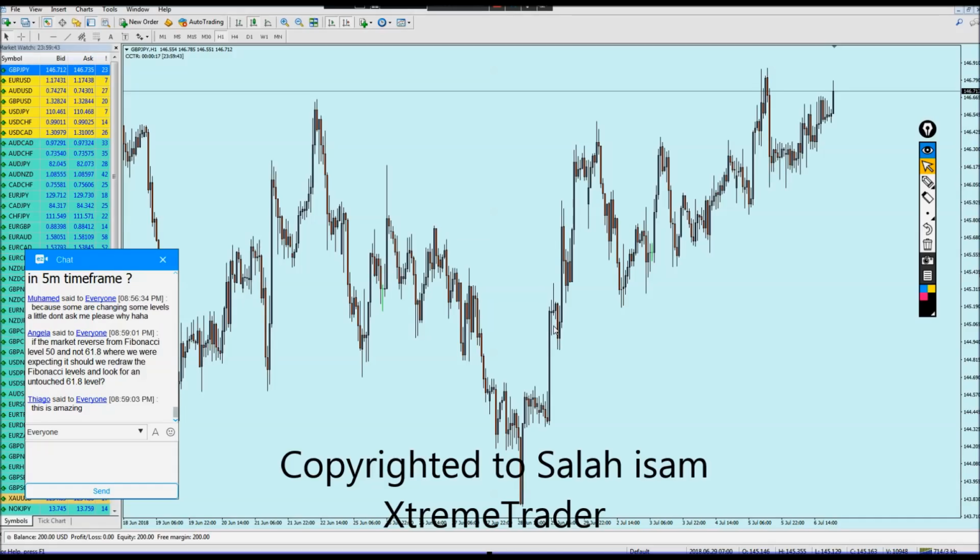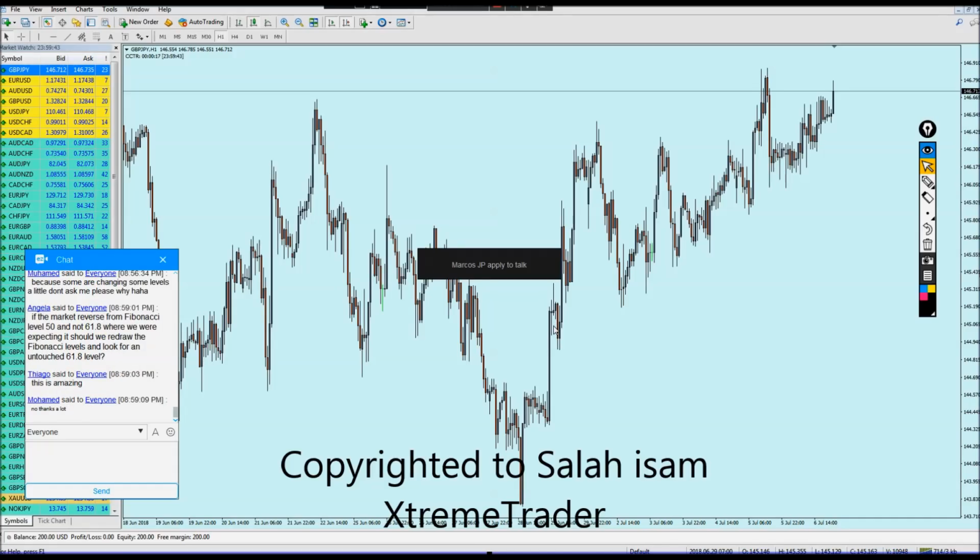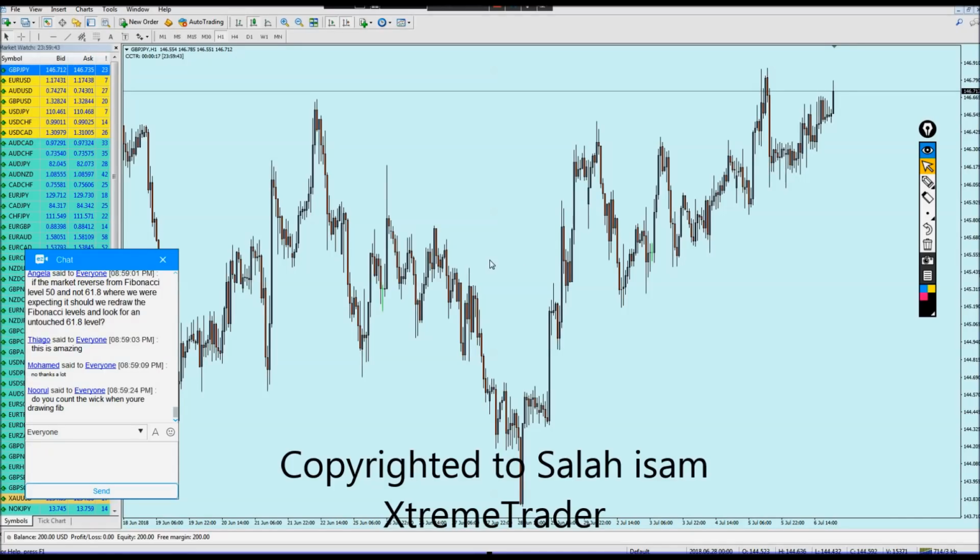If the market reverses from Fibonacci level 50 and not 61.8, where we were expecting it should be? Most of the time, Angela, it will go to 61.8 no matter how we try. Even if you see the reversal happened only on 50, it will also reverse later on 61.8, and let me prove it to you. Do you count the wicks when you are drawing Fibonacci? Counting the wicks. Hold on, wait. No, I don't count the wicks, but let me just answer the question first. If the reversal happened on retracement number 50, will it happen also on 61.8? That was your question, Angela, right?